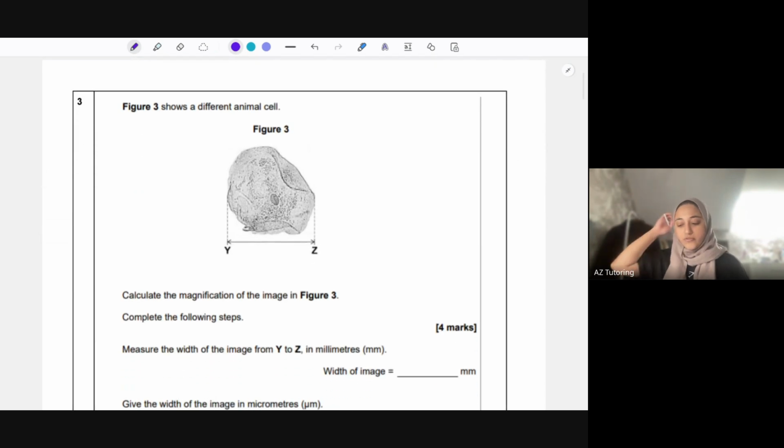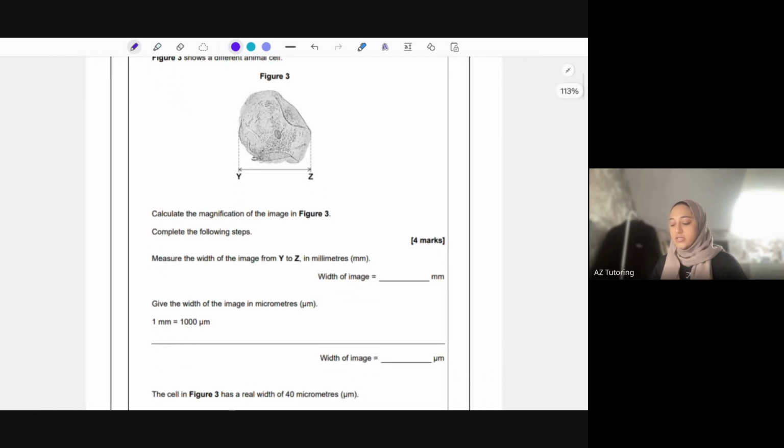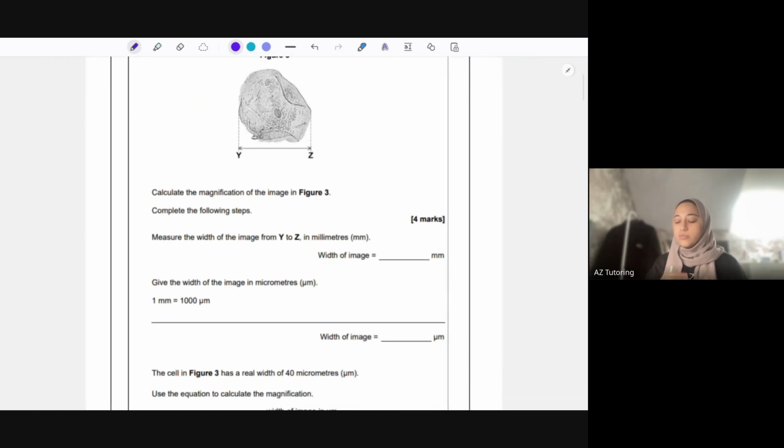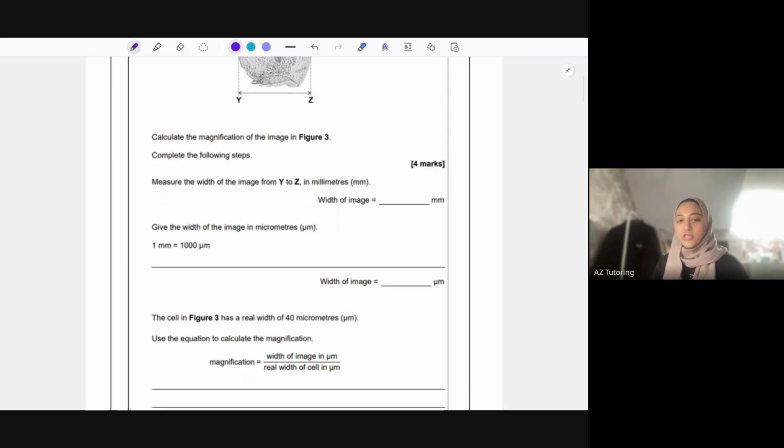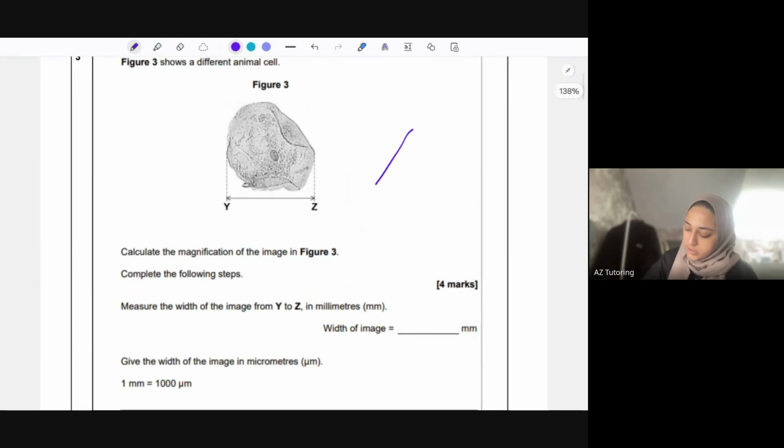Okay, moving on to figure 3 shows a different animal cell. Calculate the magnification of the image in figure 3, completing the following steps. Now, this question is an easier question because they're giving you steps to do this. Had this been on a higher paper, they wouldn't have given any of these steps to actually help you calculate the magnification. They just would have expected you to do it. So it's the triangle that you need to remember. So the I am triangle. They won't give you this in the equation sheet. You have to memorize this.